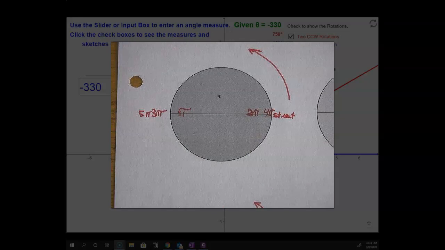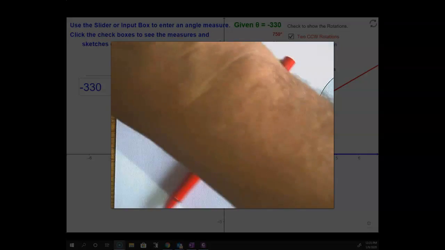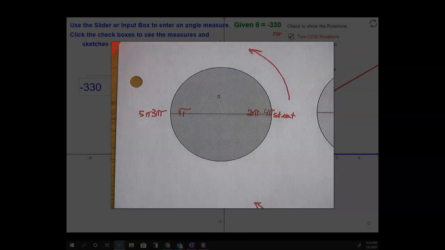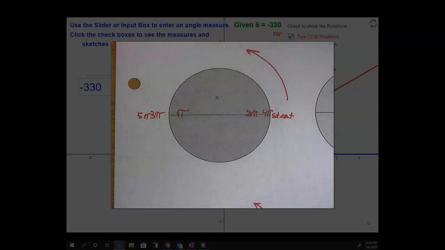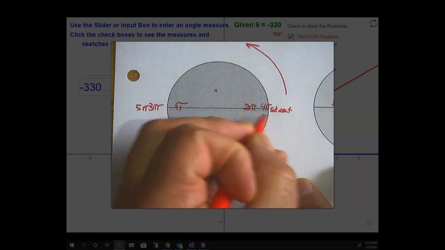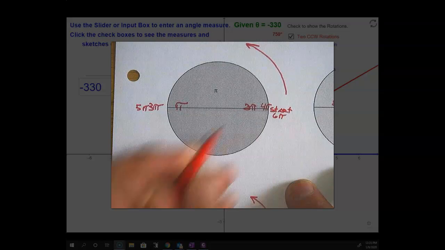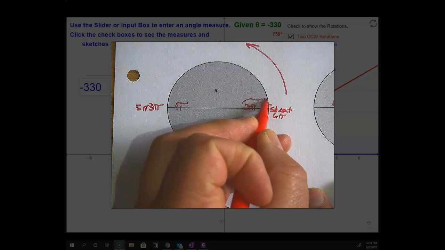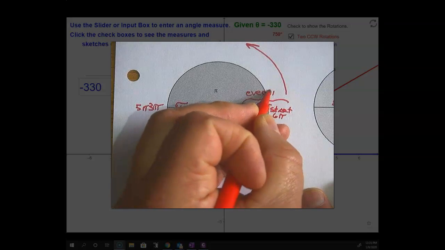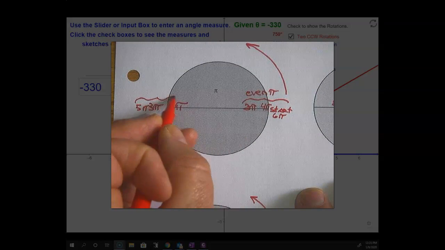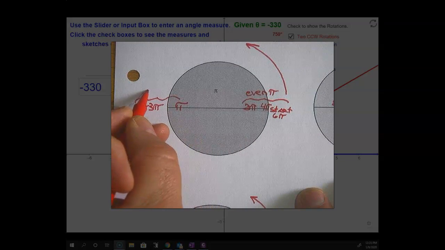So if it's an odd, it ends up over on the left. If it's an even, it ends up over on the right. I'll just squeeze this in. This would be 6 pi. So these are all even pi, and over on this side is all odd pi's.